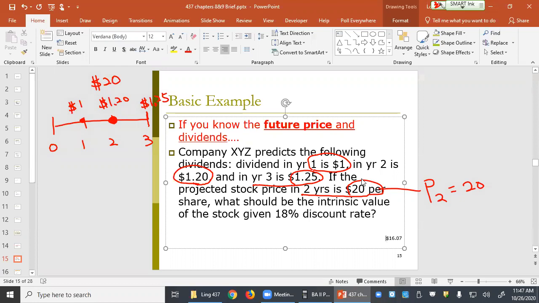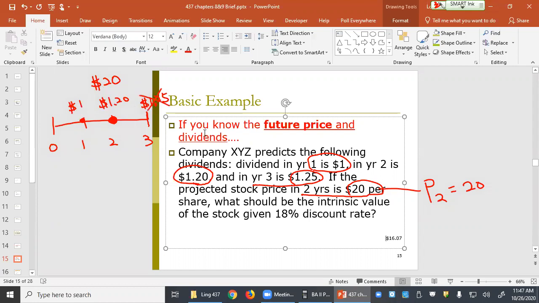Now, in order to use the fundamental logic that P0 is just the net present value of all of the relevant future cash flows, let's identify our relevant cash flows. Are all 4 numbers given to us here relevant cash flows? No, the 1.25 should be irrelevant. That's the correct answer. The $1.25, or your D3, is irrelevant.